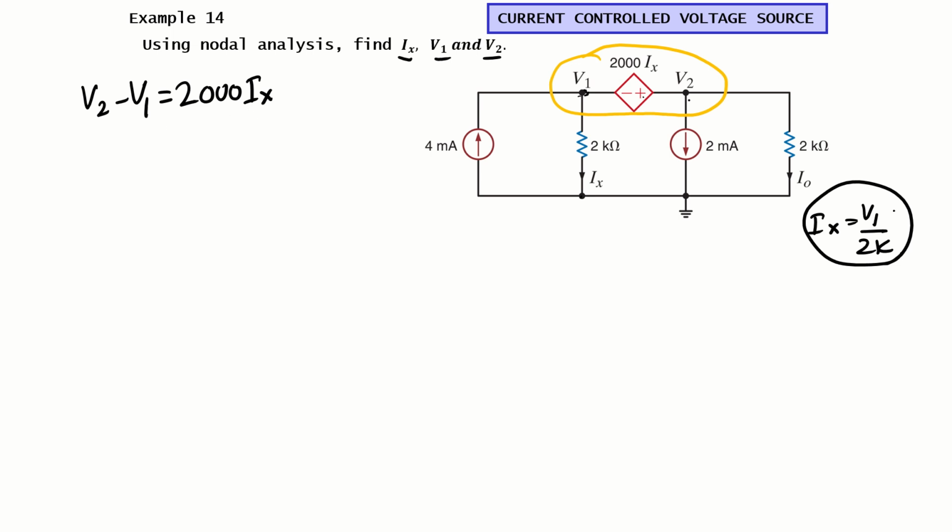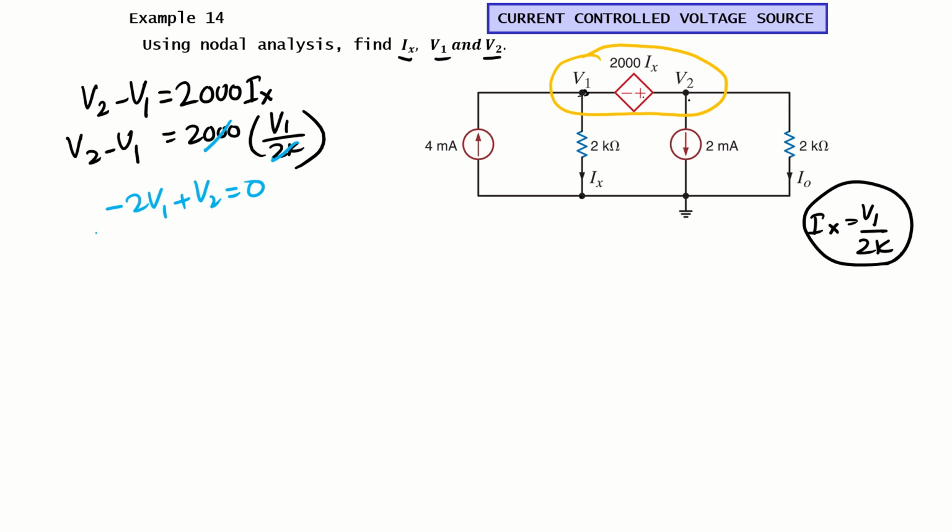So what is Ix? We know that Ix is V1 over 2k. So let's put that here. 2000 Ix is V1 over 2k. Whenever there is a dependent current or voltage source, you need to put in the control variable equation and substitute that in the actual equation, and that will simplify it. 2k is 2000, so 2000 and 2000 cancel out, and we are left with V1. This V1 can go to the other side, so that becomes minus 2V1 plus V2 is equal to 0. This is our first equation, the simplified form of the supernode equation.